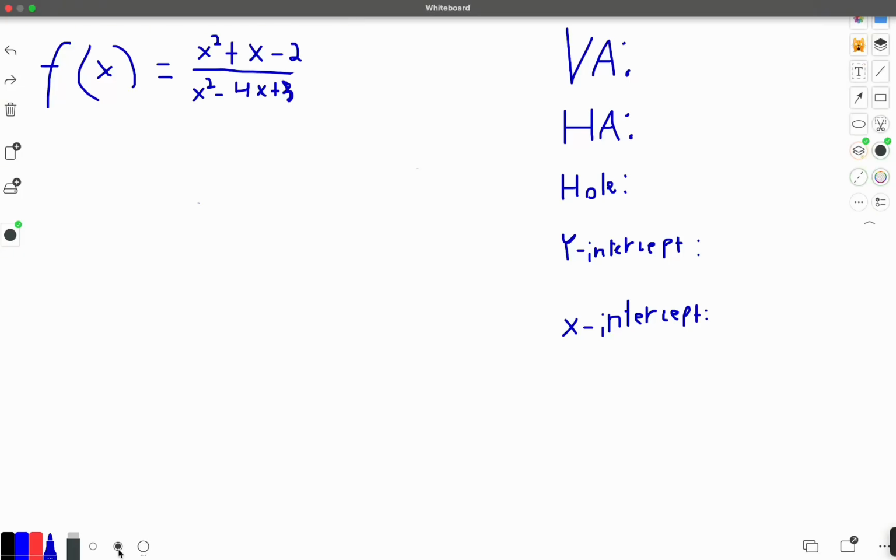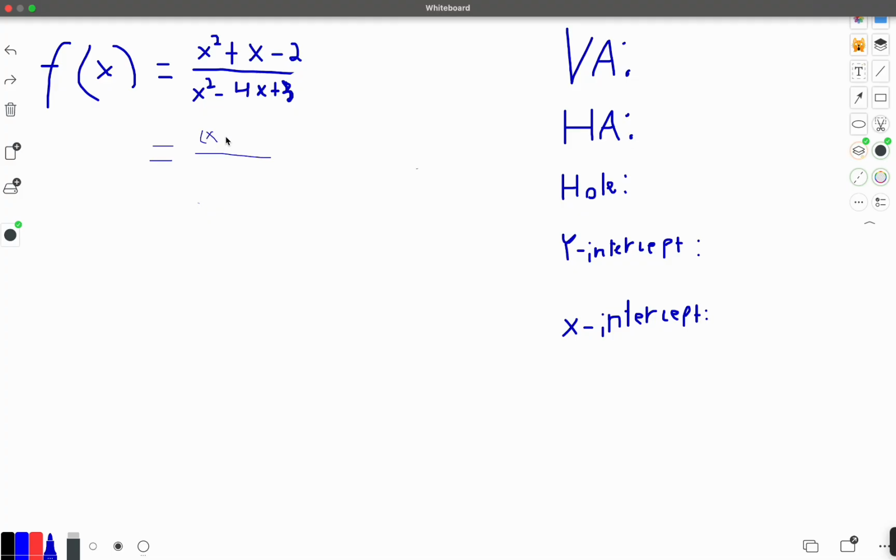If you want a 5 on AP Pre-Calculus, you're going to need to know how to analyze rational functions and determine their key features. So, first thing we should do is always factor our numerator and denominator, right? This will help us to determine the vertical asymptote, horizontal asymptote, and the holes of our graph, right?